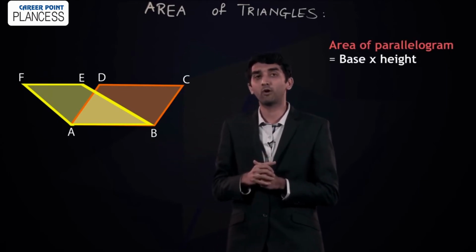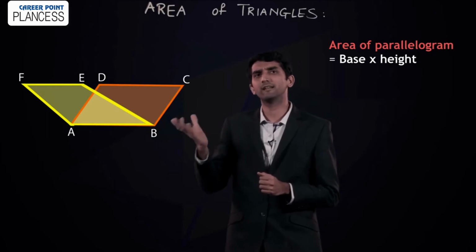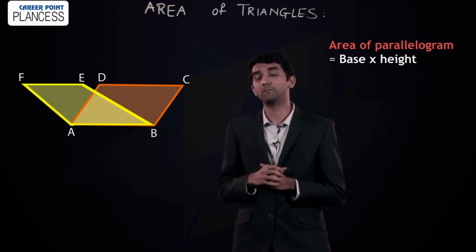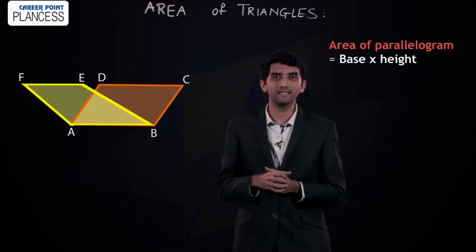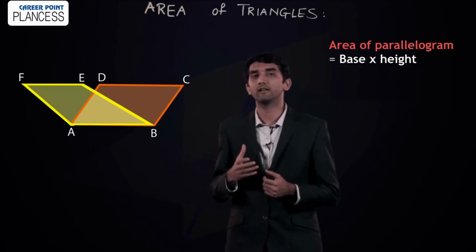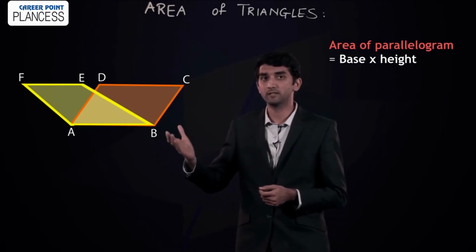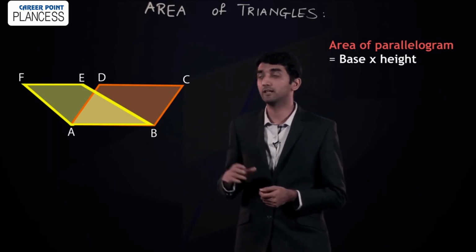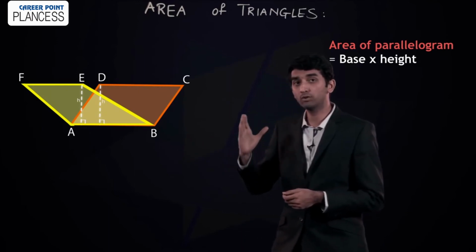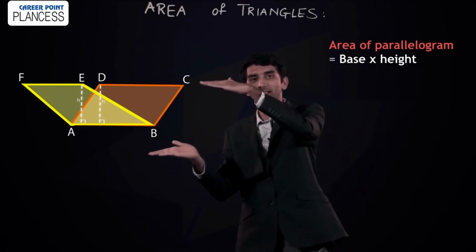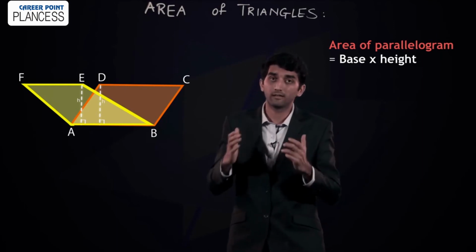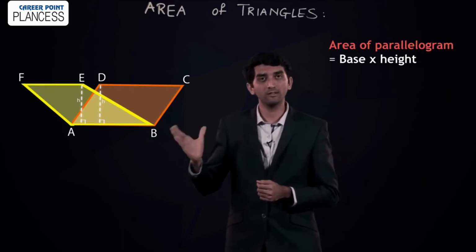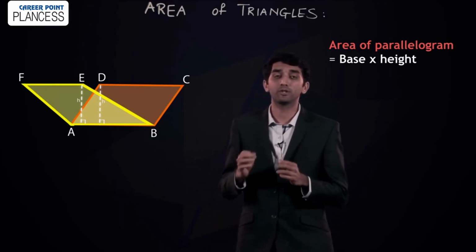Now, using the formula for the area of a parallelogram, base into height, if we apply it directly here, the area of both these parallelograms ABCD and ABEF is going to be exactly the same, because the base for both is AB, which is the same. In fact, the height is also the same, because both these parallelograms are between the same two parallels, and hence the area for both is going to be absolutely equal.